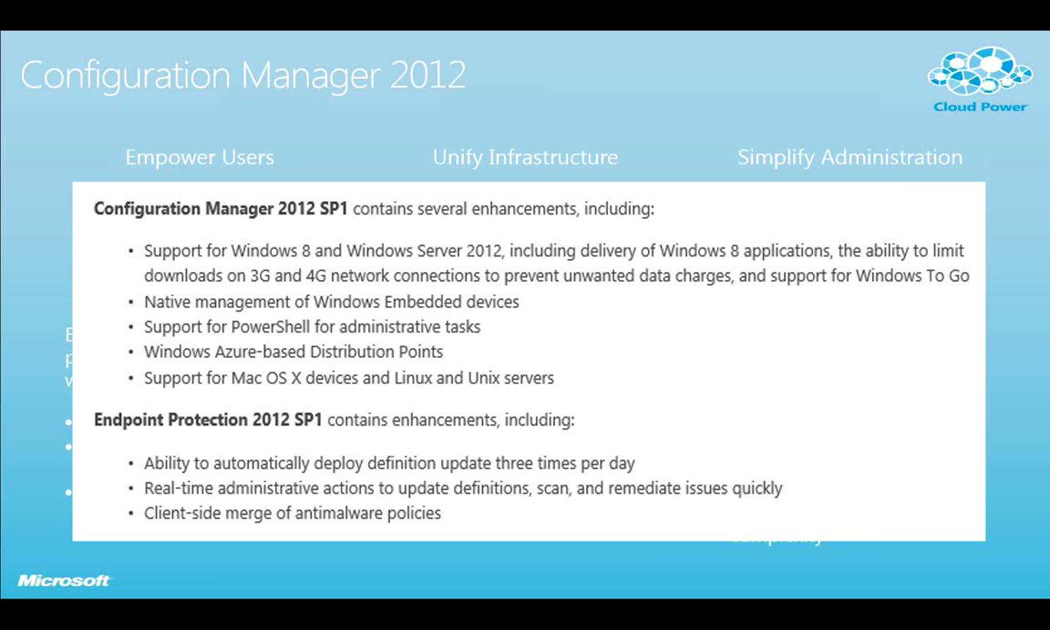We're also finding that there is now support for Windows 8 and Server 2012. There's also support for apps for Windows 8, so that's the Windows 8 apps as opposed to the traditional ones. We've also got the ability to download from things like Windows Azure distribution points and also restrict 3G and 4G network connections so that you're not deploying when you're on a metered connection, so that you don't get stung for some charges on the data usage.